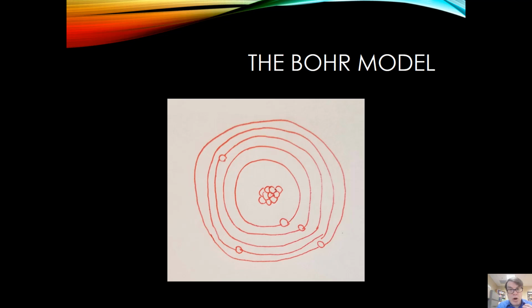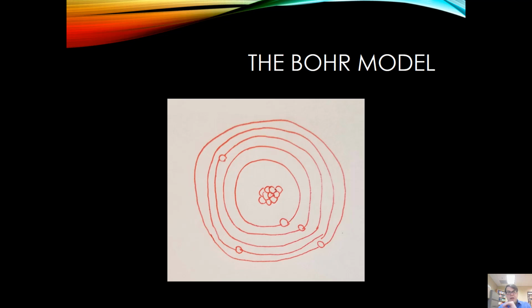Bohr was wrong on some things, and as you get further into chemistry, you'll hear about s orbitals and p orbitals and d orbitals and f orbitals and things like that. So the atom doesn't really look like this, but this is kind of where we left off in the last video in the early 1900s. This kind of idea, the solar system model of the universe.